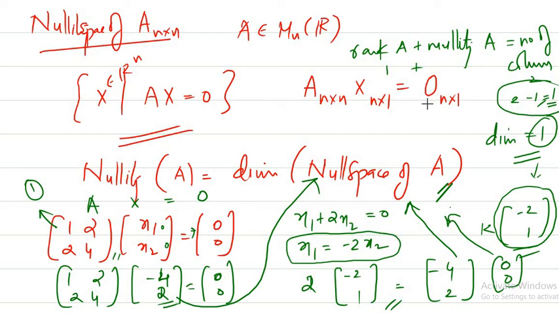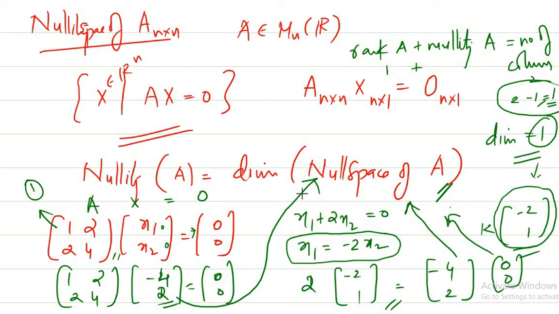So I want you to try a few more problems on how to find the nullity of a matrix. Take some 3 by 3 matrices, try to solve them and find the nullity of the matrices. Okay, just keep in mind, definitely do that problem because you should not have any further confusions there.